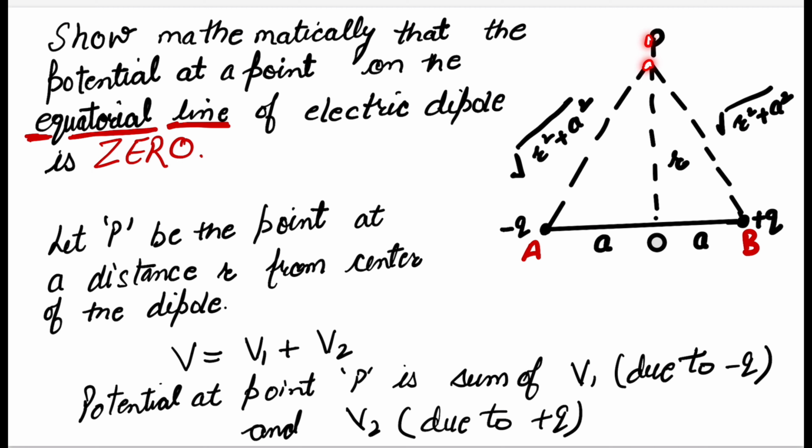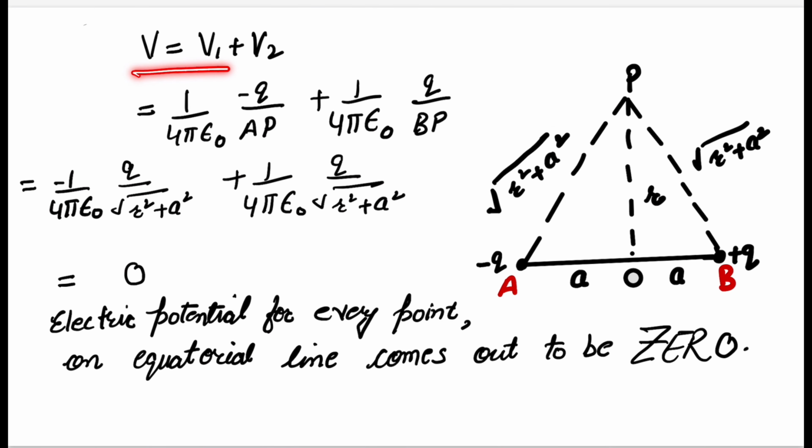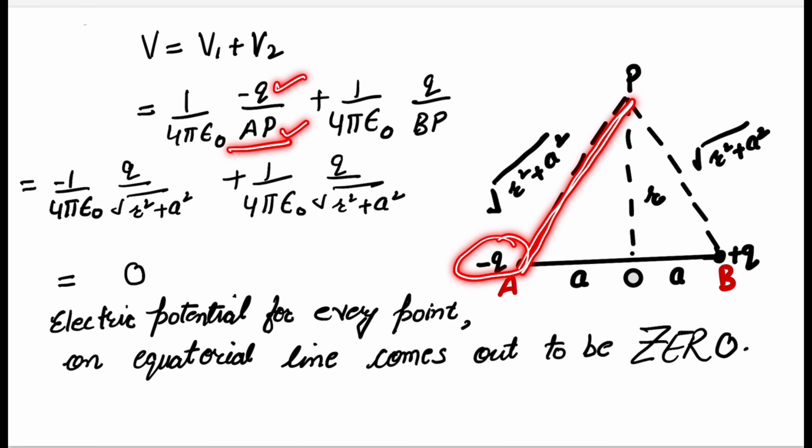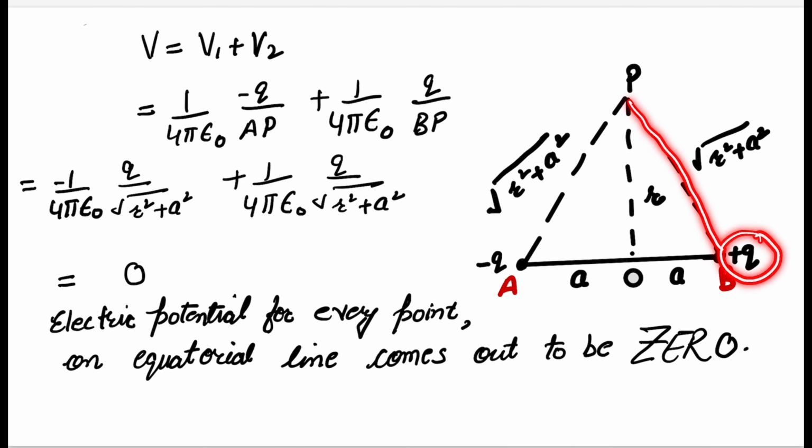So at point P, the potential will be the sum of V1 and V2. V1 is the electric potential due to the minus Q charge, and V2 is the electric potential due to the plus Q charge. So V is equal to V1 plus V2. The charge is minus Q and the distance is AP, right? So we write minus Q divided by AP. The charge is plus Q and the distance is BP, so we write Q by BP. Both have the value square root of r square plus a square.